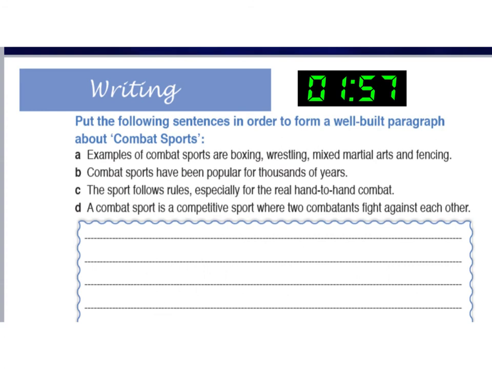Now the last exercise has to do with writing. It's very easy and simple. All you have to do is put the following sentences in order to form a well-built paragraph about combat sports. These sentences are out of order. You have got to put them in the right order. Take your time, read them silently, and then put numbers next to each sentence, and then you can write them here in the form of a paragraph.